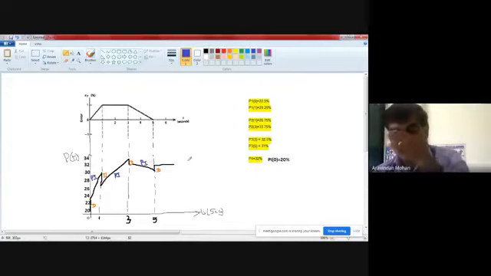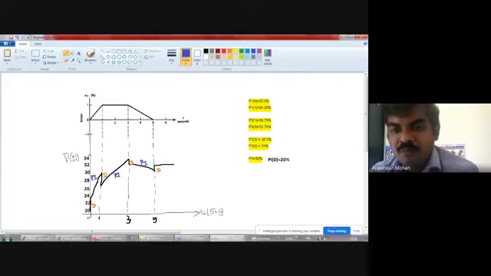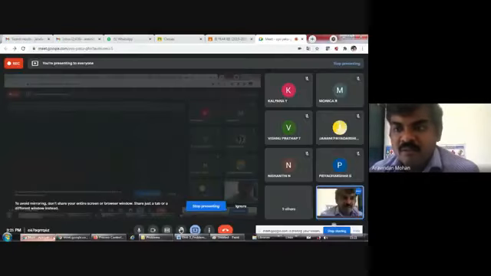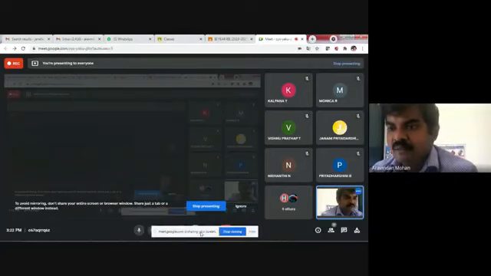Okay, can you understand? So this is how you have to plot the controller output for a given error graph. Okay, so I hope everyone has understood it clearly. If you have any doubts, you can ask me.